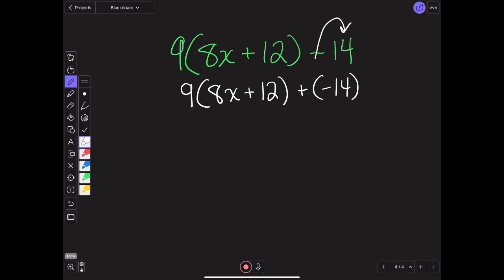Okay, the property we're going to use is the distributive property. So we're going to distribute the 9 to both of these. So we're going to give a 9 to the 8x, and we're going to give a 9 to the 12. And I'm going to bring down my negative 14.